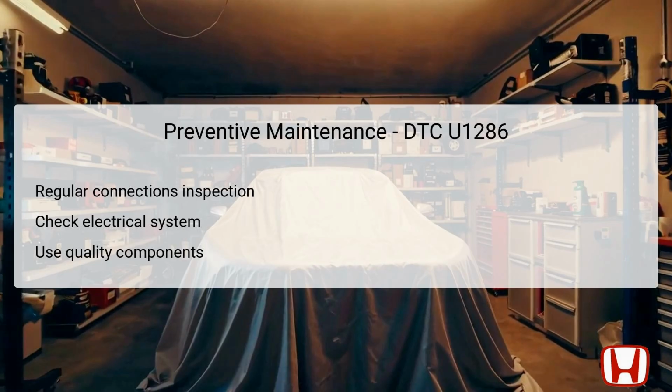To prevent recurrence of DTC U1286 and ensure the longevity of the gauge control module and keyless access control unit, regular maintenance is essential. Regularly inspecting electrical connections and wiring can catch any potential issues before they become significant problems. Keeping these components clean and securely connected promotes reliable communication between systems. Additionally, routinely checking the overall electrical system for wear, corrosion, or any signs of deterioration ensures long-term functionality.